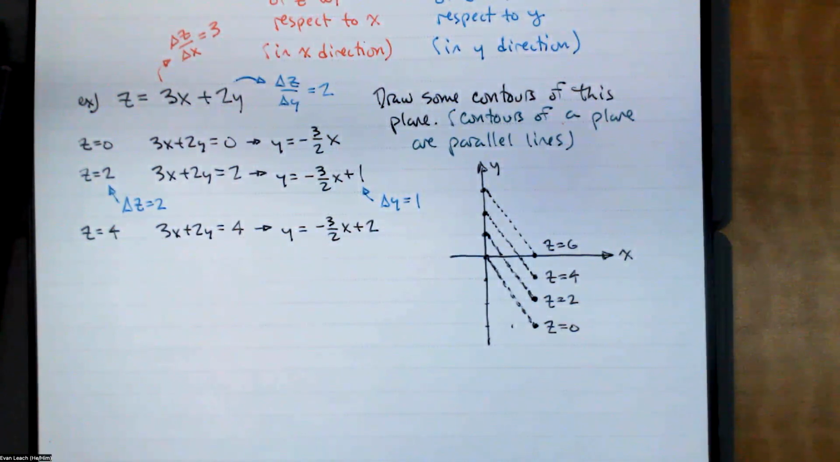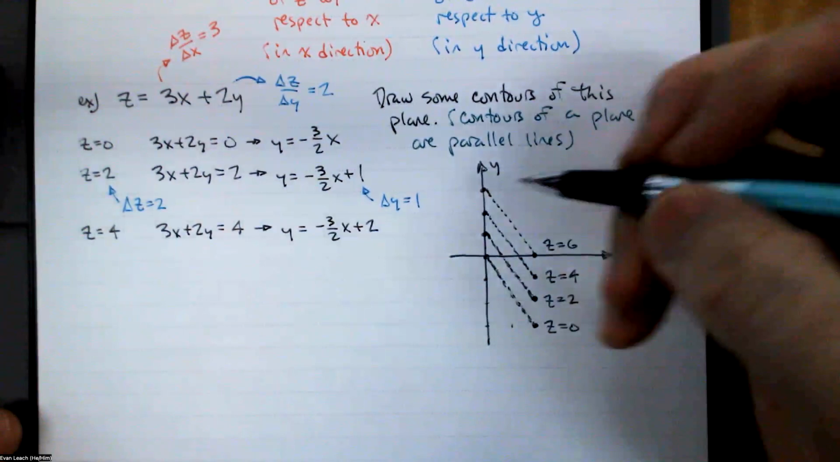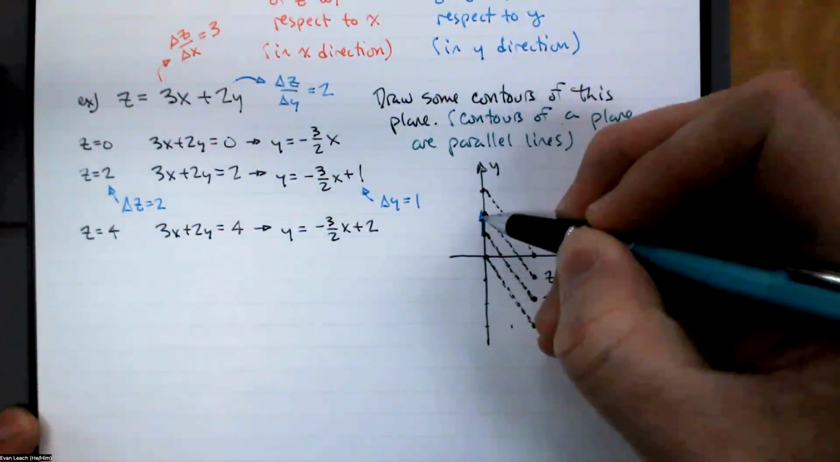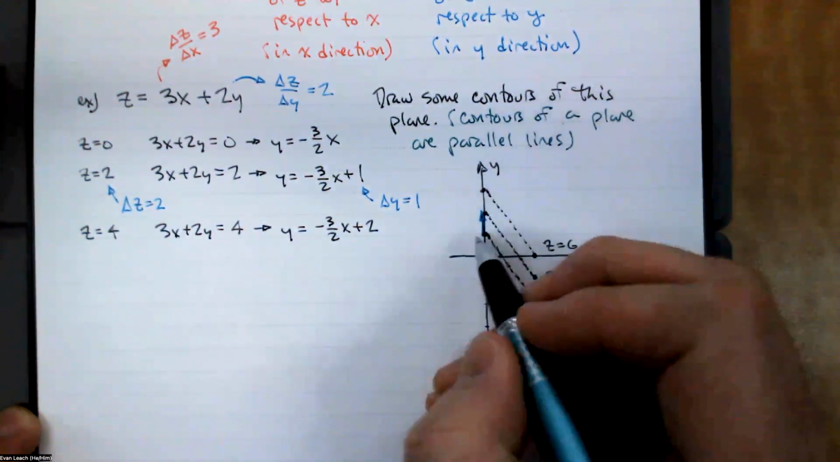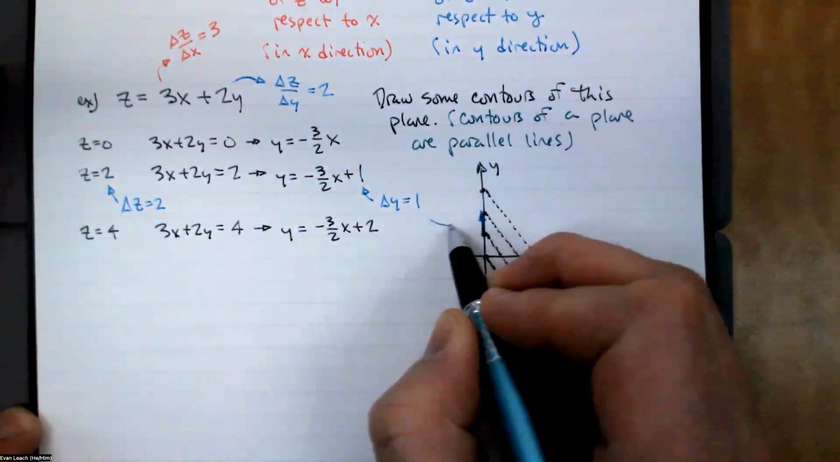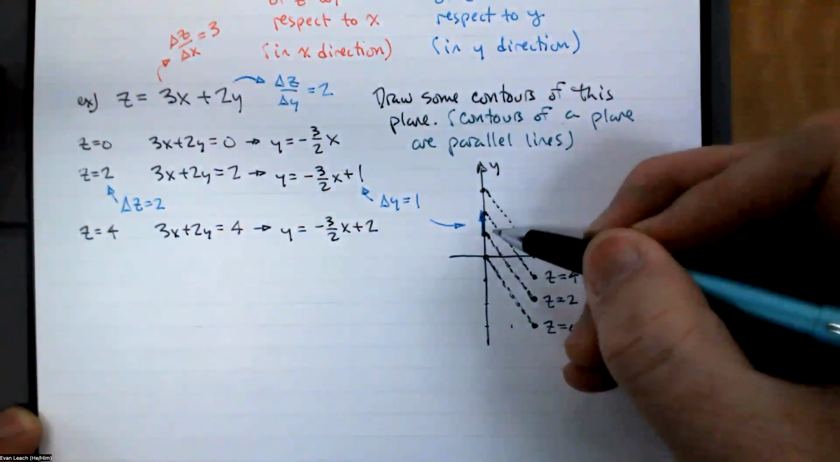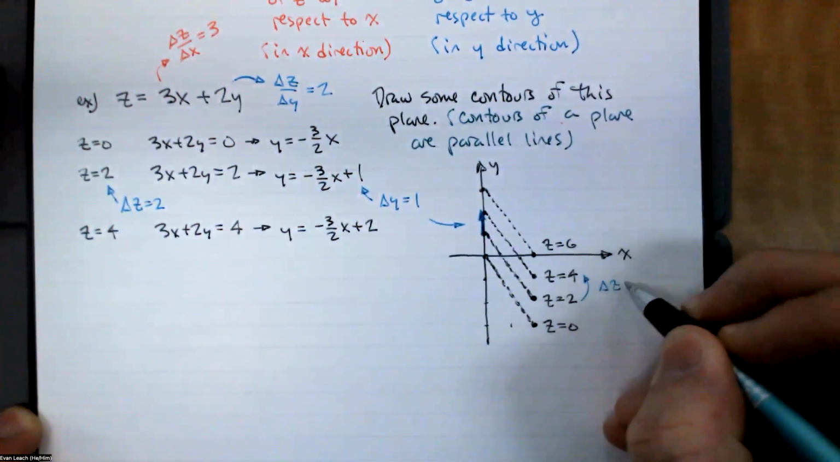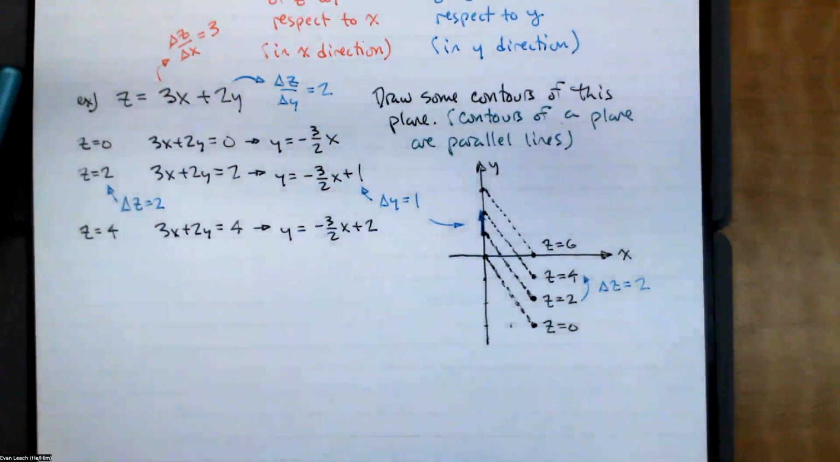What we want to see is this delta z over delta y. We want to see the slope in the y direction. Let's go from one line to the other. If we go vertical, we can see here is y increasing by 1. And in that space, z increases by 2. So here's a delta y of 1, and between these two contours, delta z was equal to 2. Every time y increases by 1, z increases by 2.